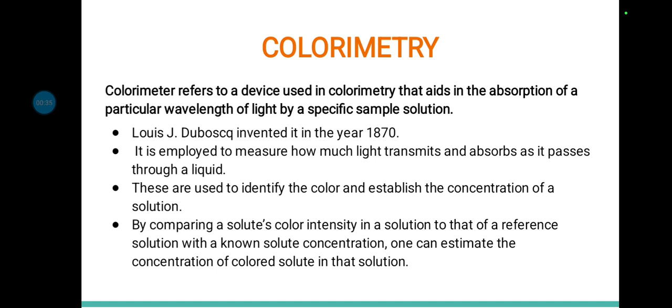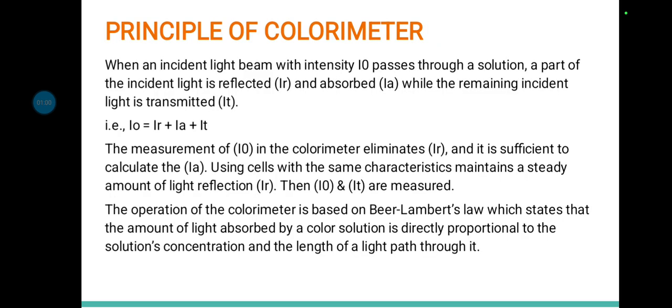We need this colorimeter to measure how much light it transmits and absorbs as it passes through a liquid. This colorimeter is used to identify the color and establish the concentration of a solution. By comparing the solute's color intensity in a solution to that of a reference solution with a known solute concentration, one can estimate the concentration of the colored solute in that solution.